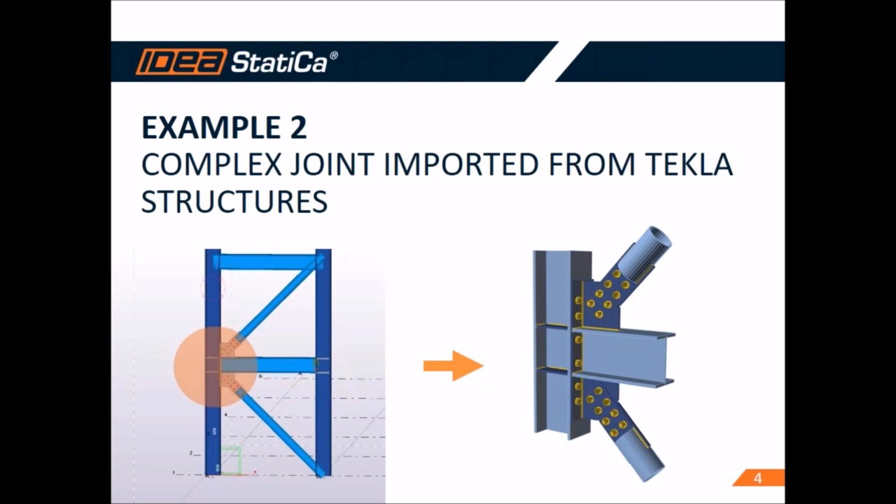And the second example is about beam link. We will show you import from Tekla Structures into IDEA Connection for this typical 2D frame connection of column and beam with two bracings, and we will show you some tips and tricks for your effective workflow.